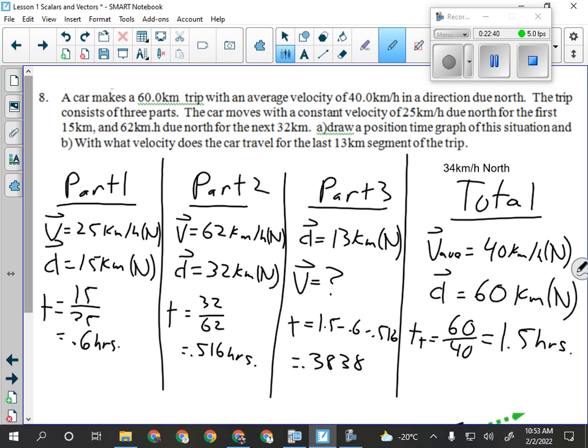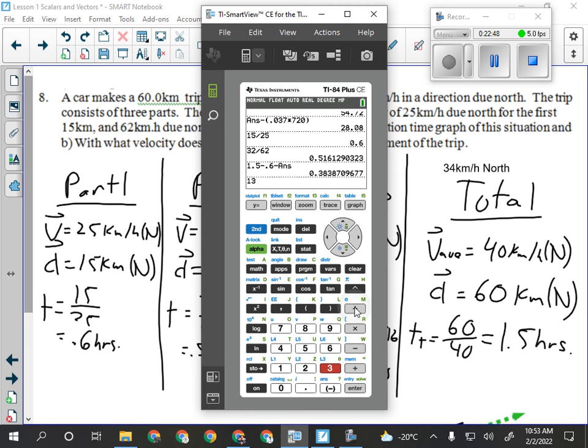Okay, so now that I've got that, I can just go V equals D over T, 13 for that number. All right, so in the last part, 34 kilometers per hour.